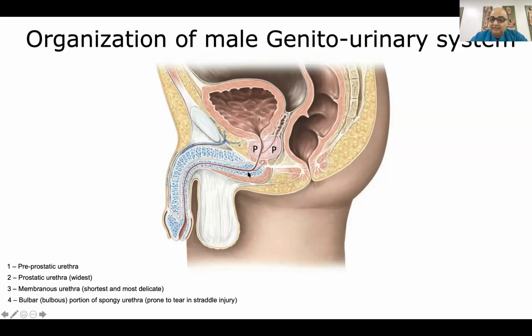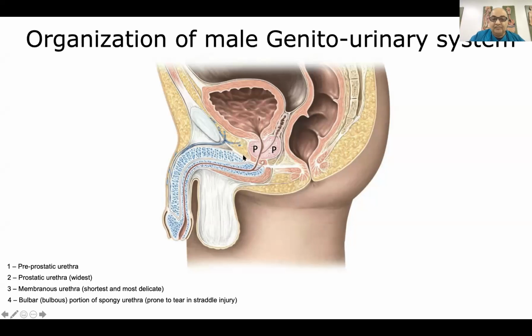And this part is very susceptible to being damaged when a gymnast is falling on the bar like this. When gymnasts are jumping, doing their things, if anyone falls like this on the bar, or somebody is riding a bicycle and slips from the seat, you can land on the bar.